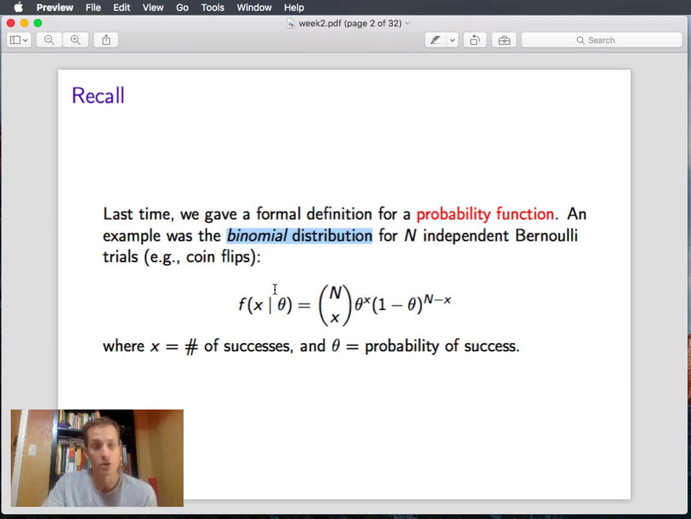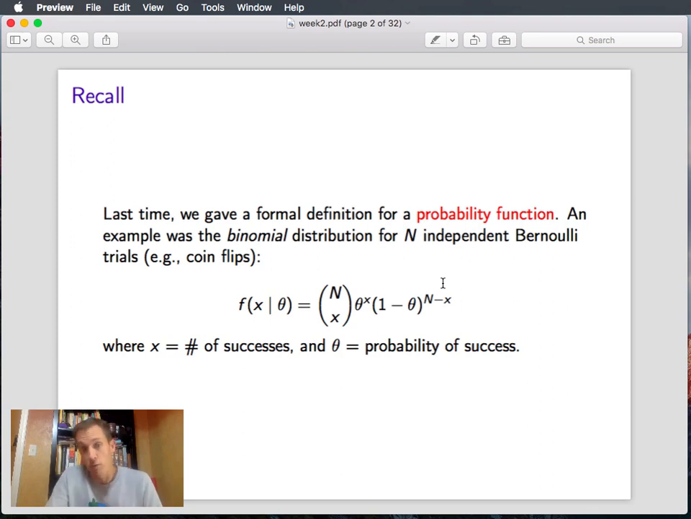Now, the probability function for that binomial distribution is given by this formula in the middle. The way this formula is read is f of x given theta equals all of this stuff. We talked about this formula last time, and that's not too important for this lecture. But what is important is this little expression on the left, f of x given theta. Essentially, x is your data, and you're given a parameter, a value for theta. And so you want to know what is the probability of this data, x, given a certain parameter.